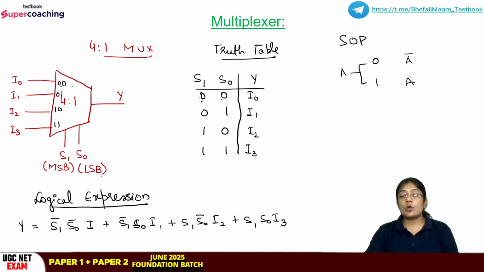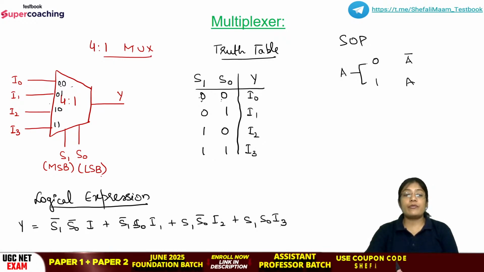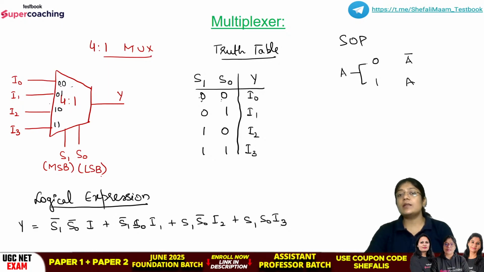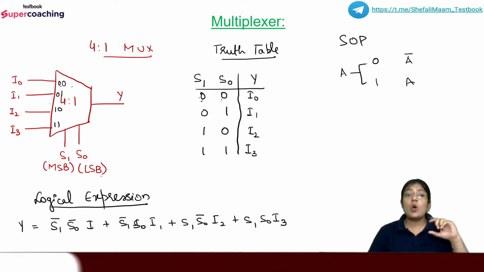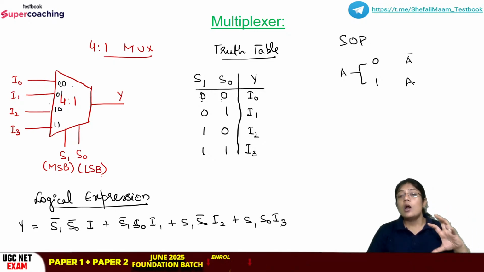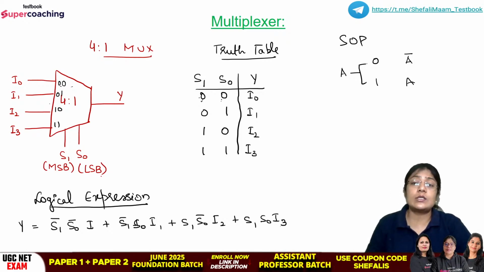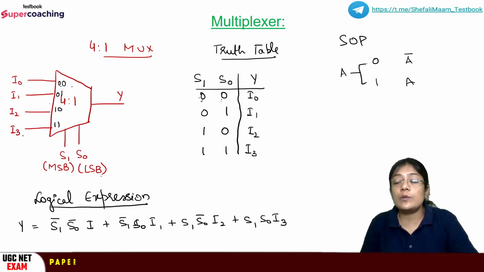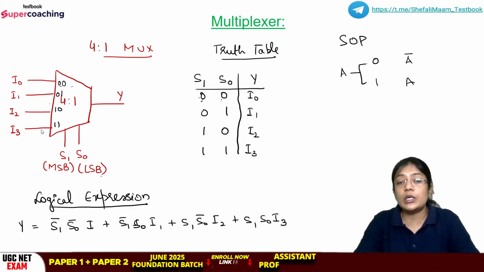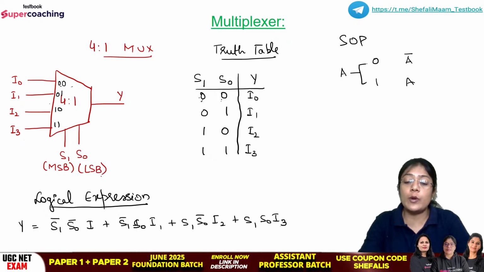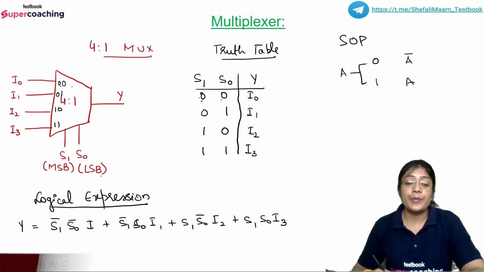The first type of question can be on the basis of the select lines. You have to identify the number of select lines if the size of the multiplexer is given to you. It can also be that the number of select lines is given and you are asked the size of the multiplexer. That is one type of question. In the second type, inputs will be given and you are supposed to return the minimized expression. That is another type of question.